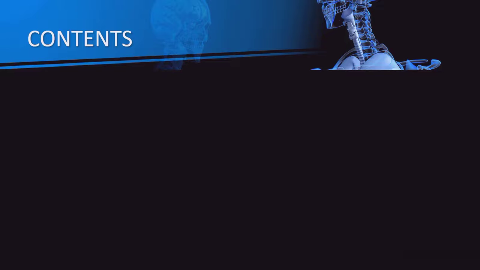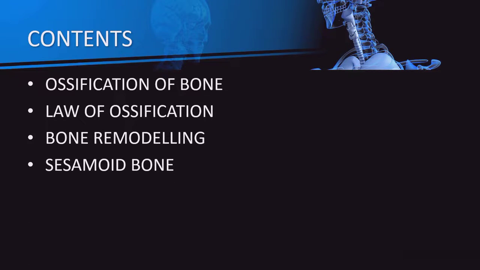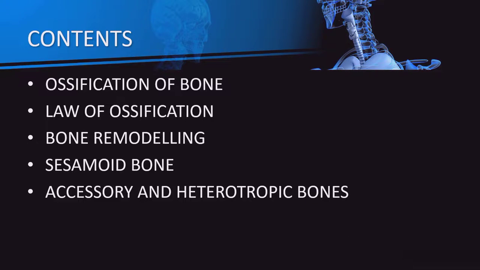As the continuation of General Osteology Part 2, in today's video we will be talking mainly about the ossification of bone and its law. In addition, we will talk briefly about bone remodeling, sesamoid bones, their structure, function and examples. The professors are fond of asking about sesamoid bones in their viva. We will also be discussing briefly the accessory and heterotopic bones. Let's begin with the ossification of bone.